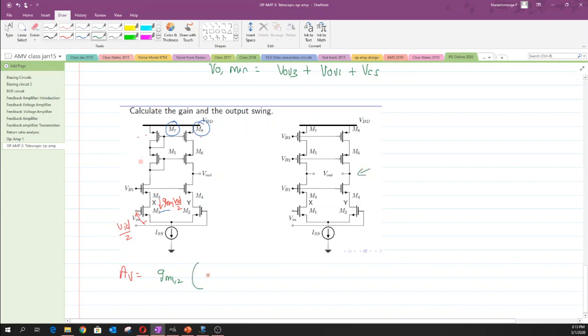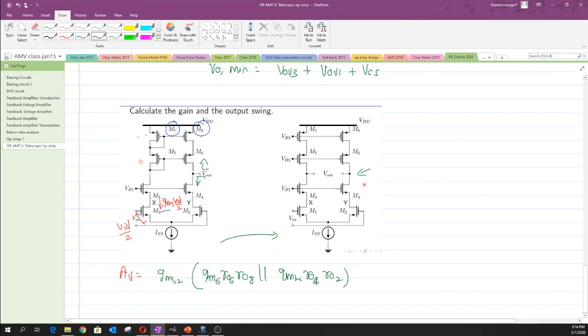So I'll just write down the final result of it. When we look up, we could see that the RO8 is being magnified by the intrinsic gain of M6, which is GM6 RO6, and that goes in parallel with GM4 RO4 into RO2. Okay, and this is the gain of this single ended structure, and the value of this is exactly the same as we had got for the differential structure.